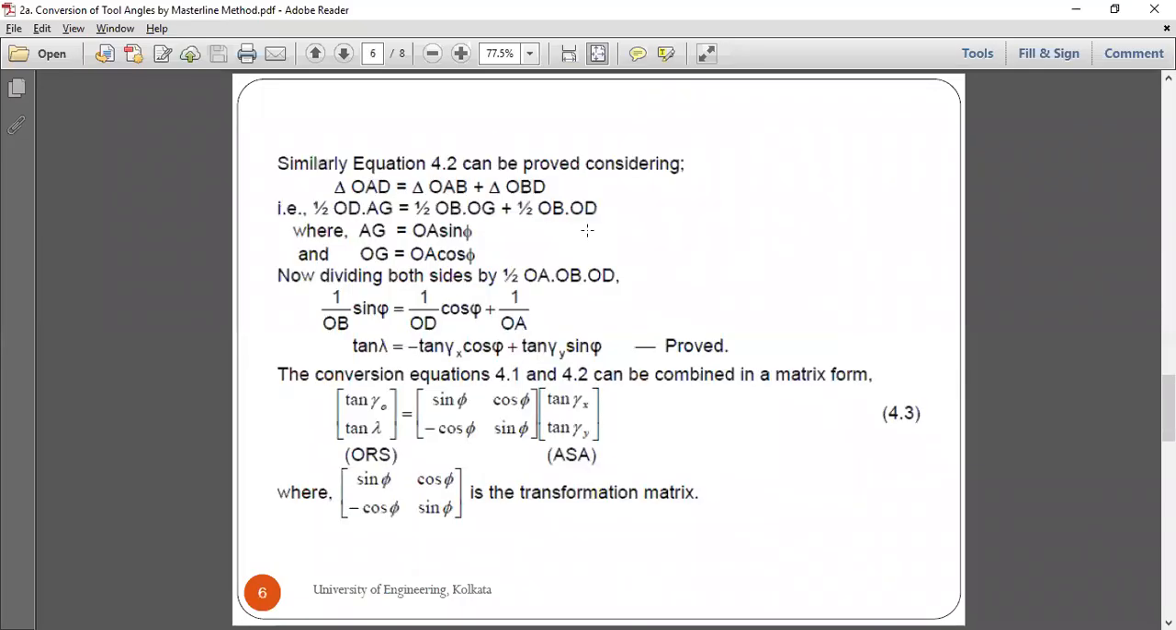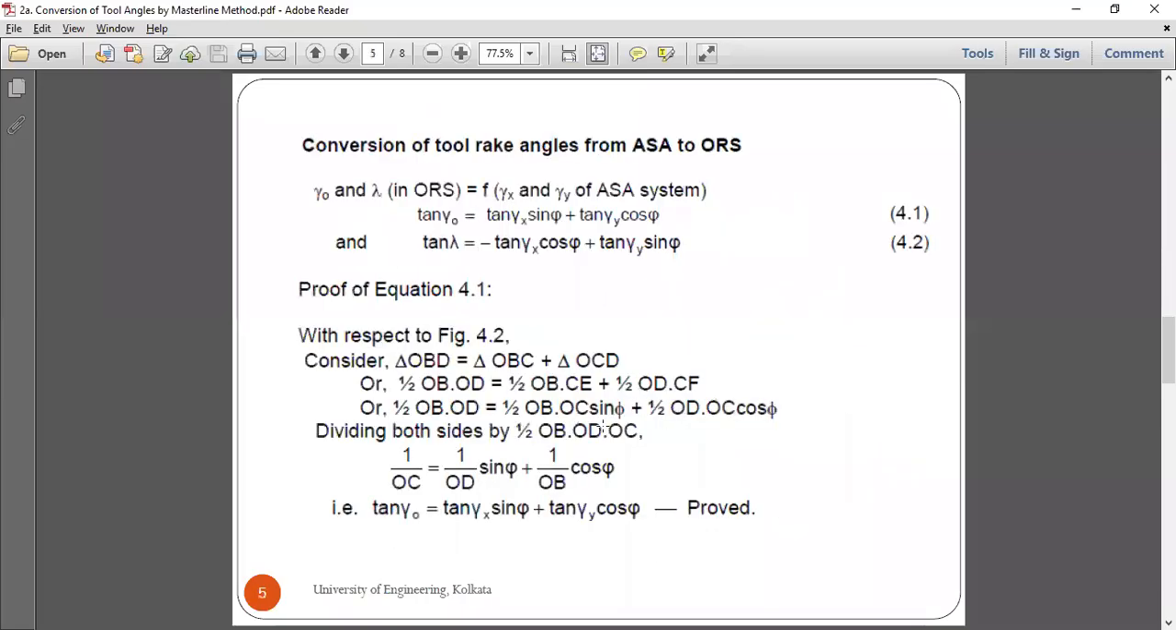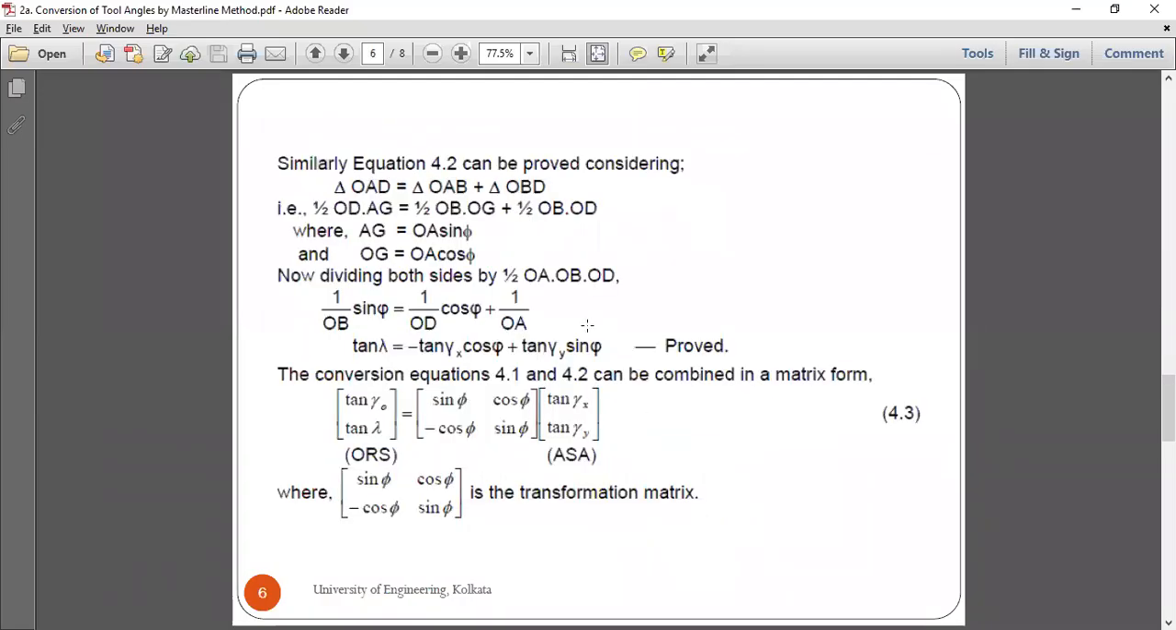So from here, you can again find out the value of AG and OG in terms of OA. AG becomes your OA sine phi, and OG becomes OA cos phi. Similarly, you put the values here and you will get this value proved. By this method, please try to do it yourself.